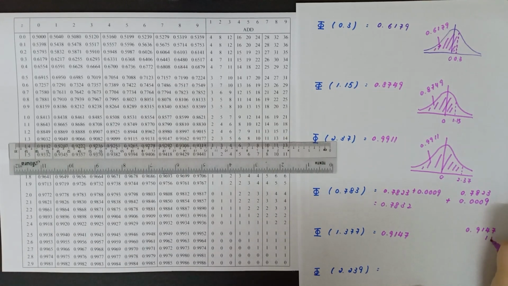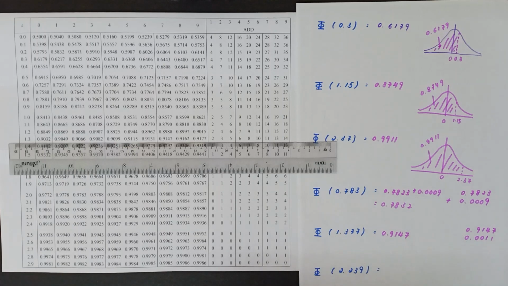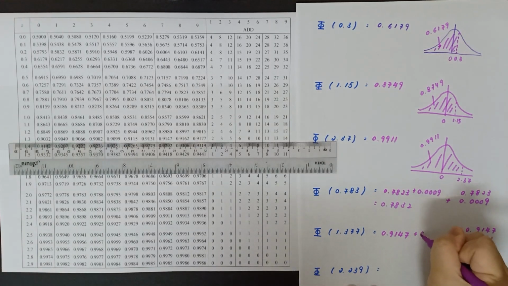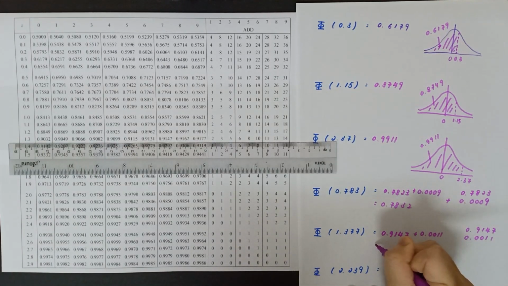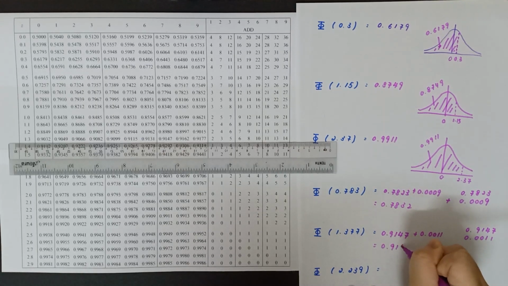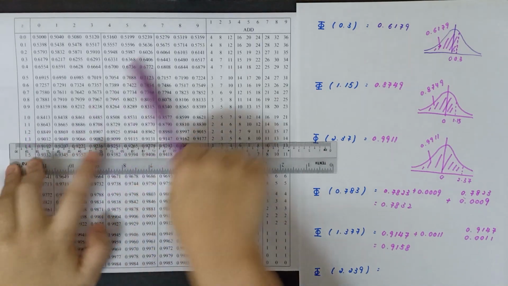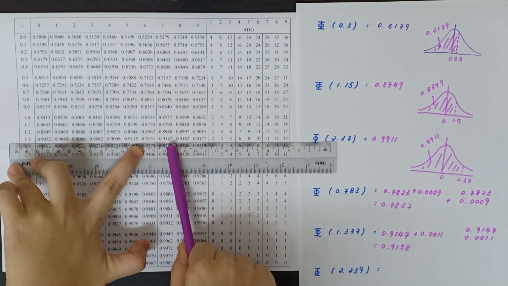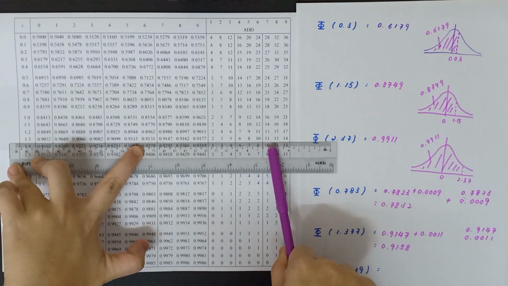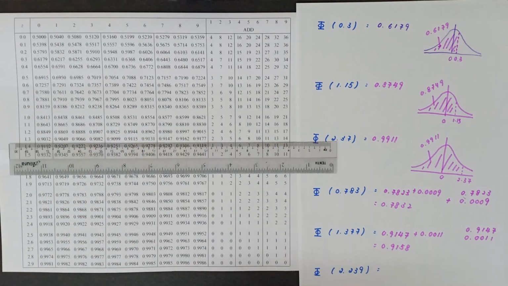So 11. So it's going to mean 0.0011. So plus 0.0011, which will give you 0.9158. Okay, after you get it familiar, of course you don't need to write this anymore. I'm just trying to illustrate to you what is meant by the last place. Alright, okay, I hope that you can get it. 1.37, 0.9147, and you see 7 is 11, so meaning you are going to add 0.0011.